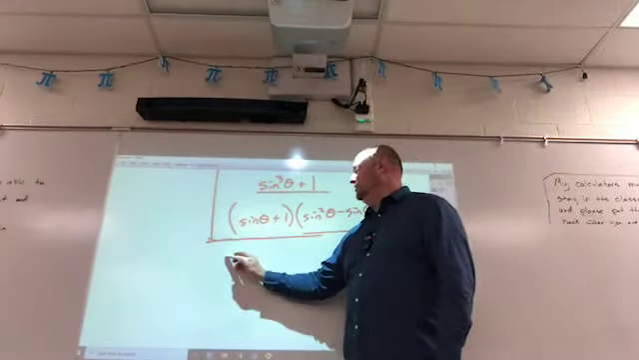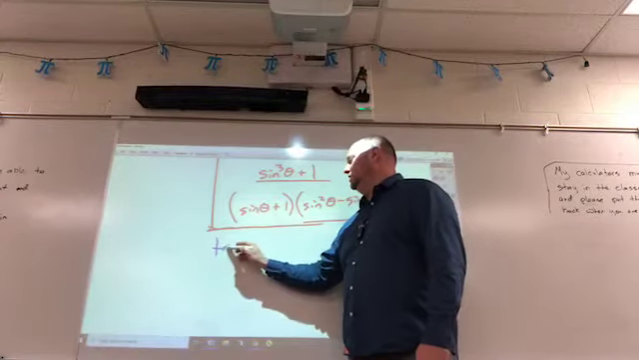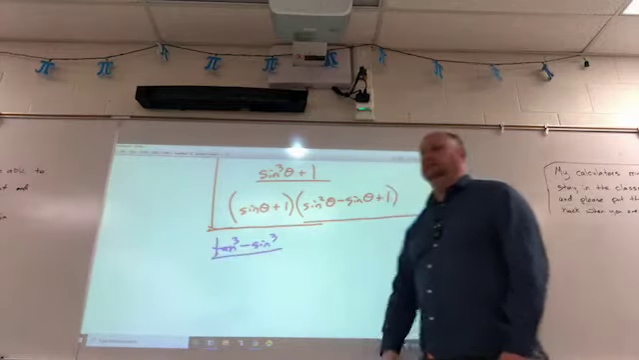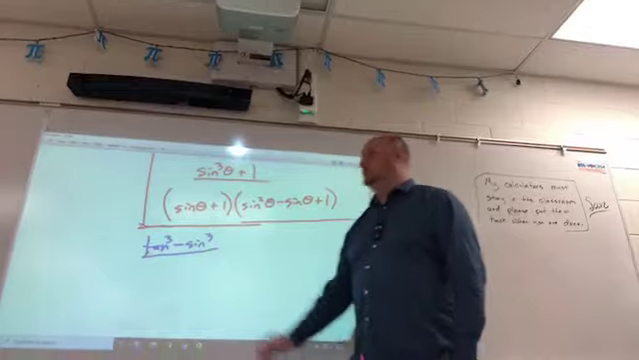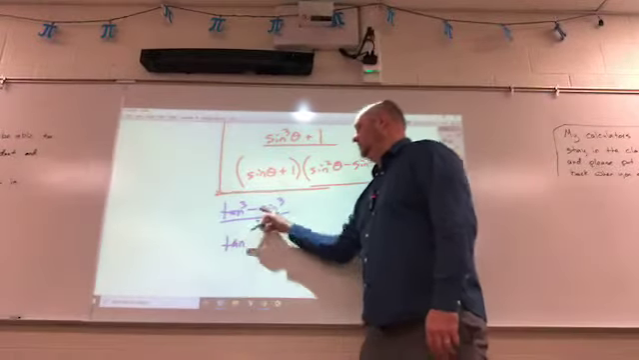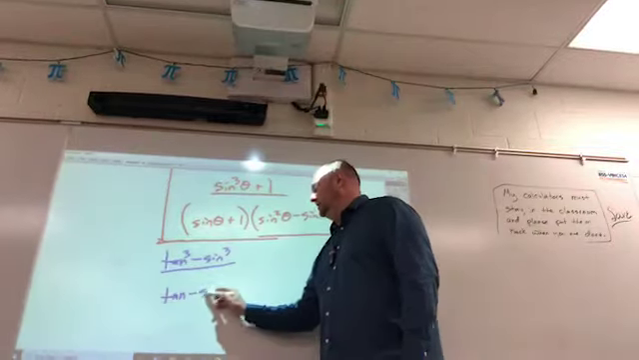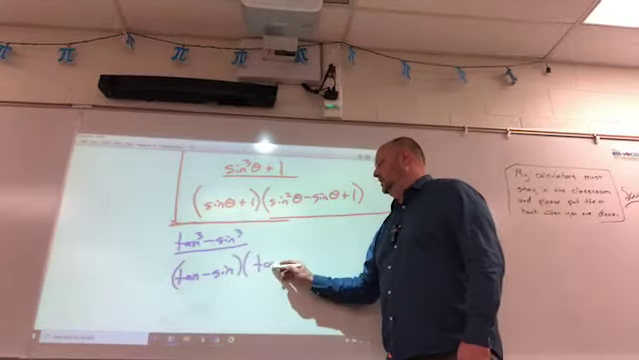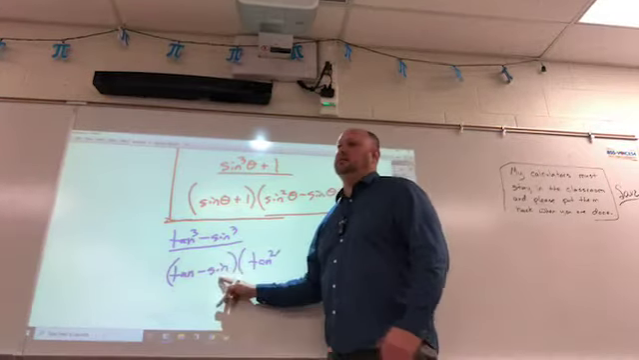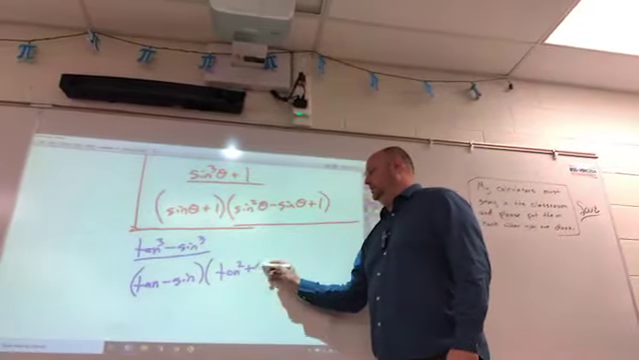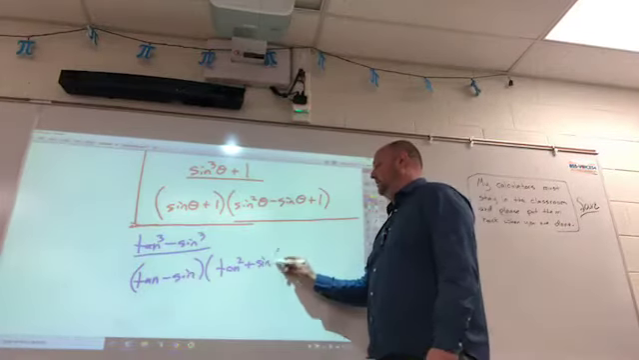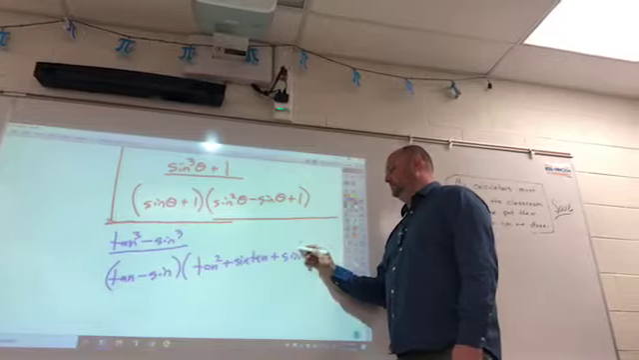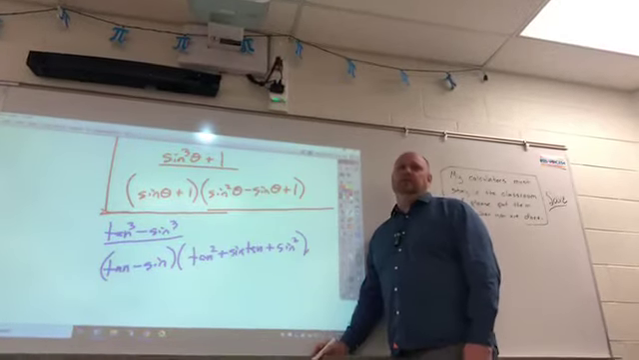So if I have to do, let's do a yucky one, like tangent cubed minus sine cubed. Well, what's the cube root of tangent cubed? Tangent. What's the cube root of negative sine cubed? Minus sine. And then, first one squared, tangent squared, opposite the product, which would be plus sine tangent, doesn't matter the order, right? Second one squared, plus sine squared. I think that's the easiest way to remember how to do those.